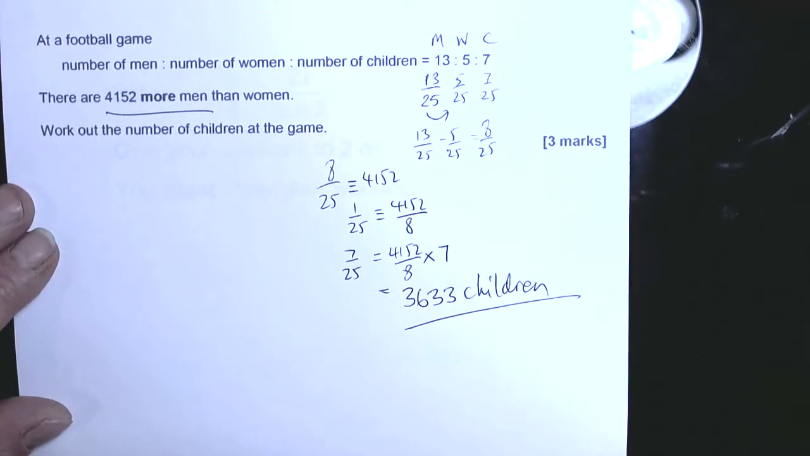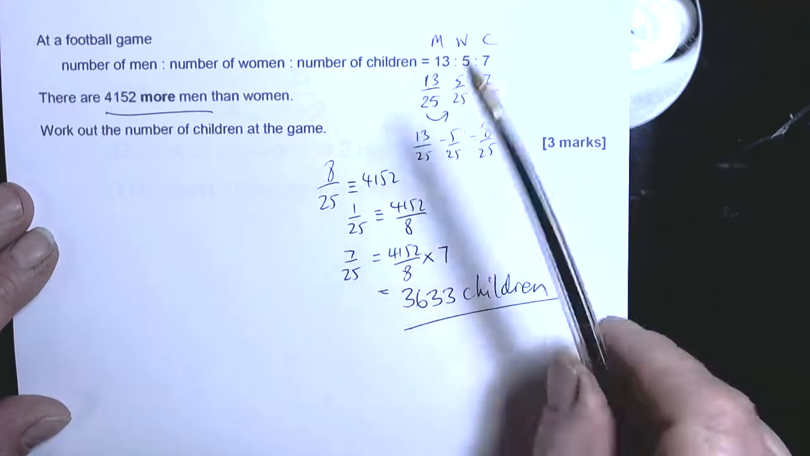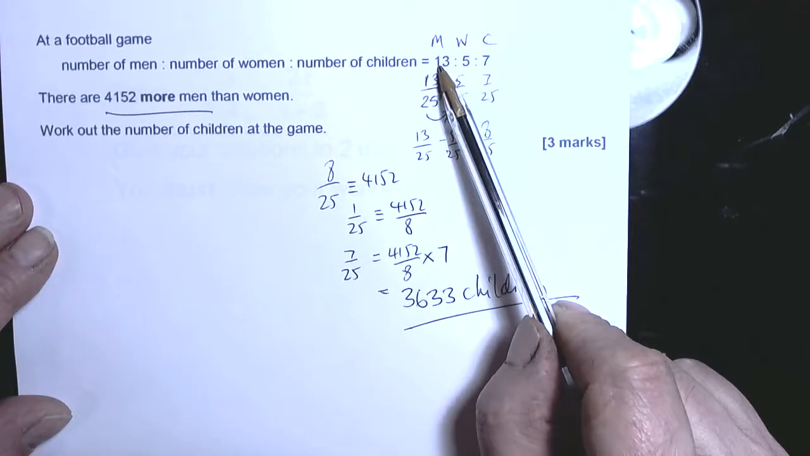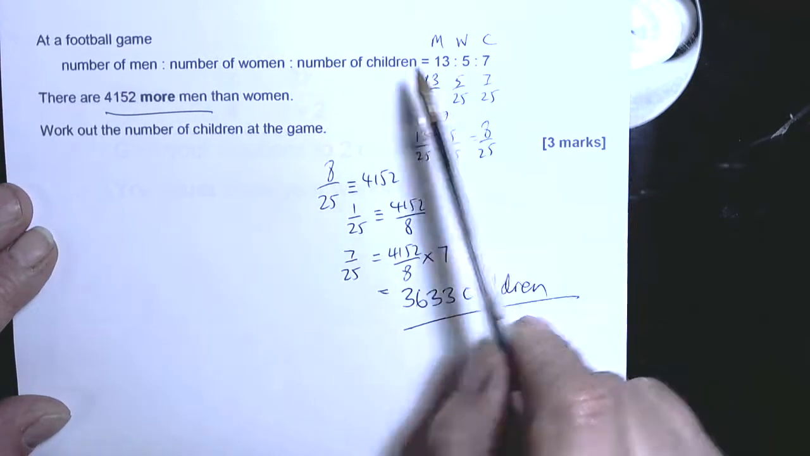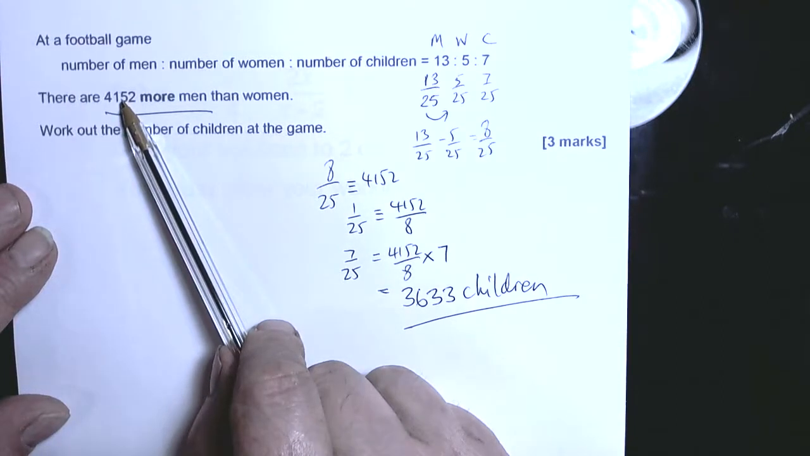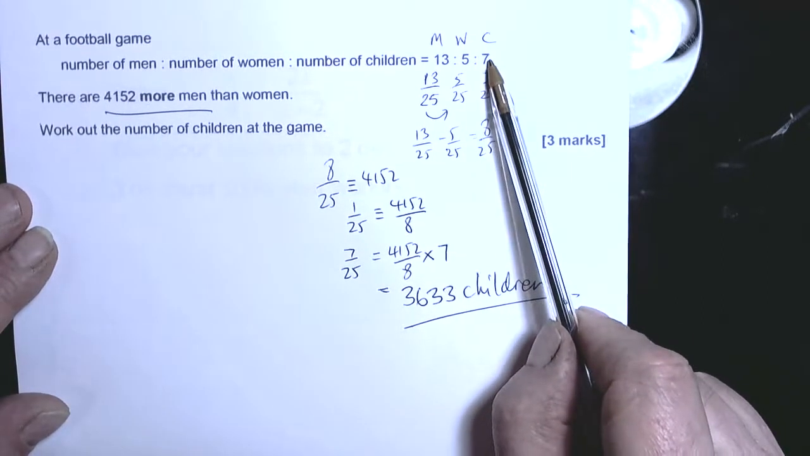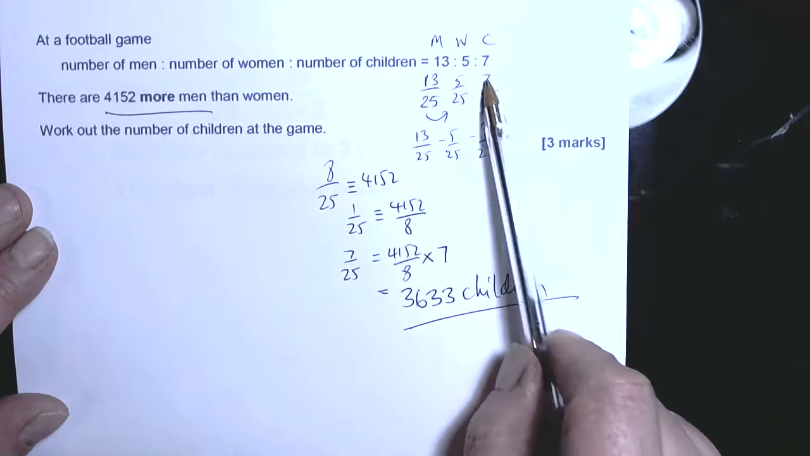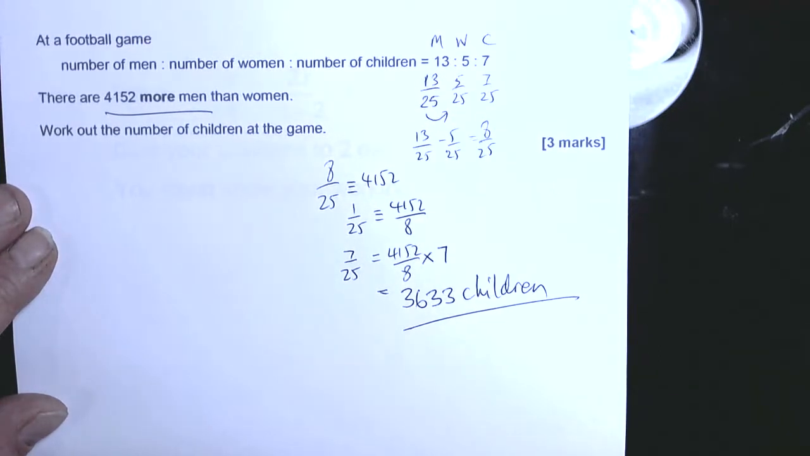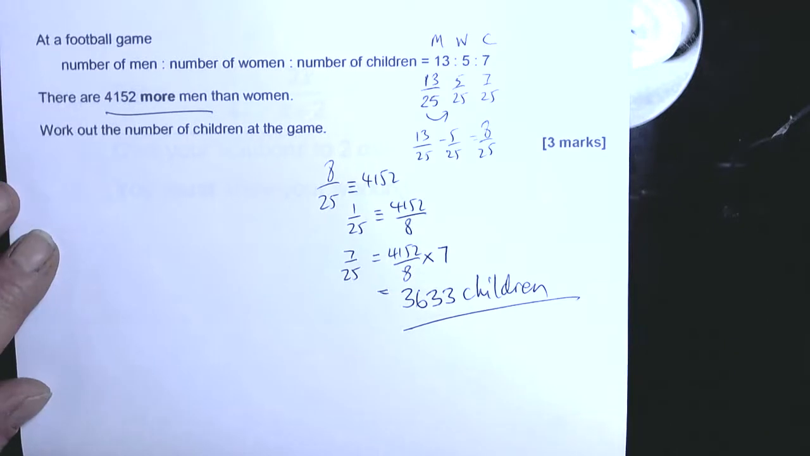Okay, so again, there's lots of ways of doing this. You could simply have said that there was 8 parts more for men, and therefore this was equivalent to 8 parts. Work out what one part was, and then times it by 7. Fractions sometimes help you see what's going on with the whole scenario. It's really up to you guys, as long as you end up with 3,633. It doesn't matter which method you go for.